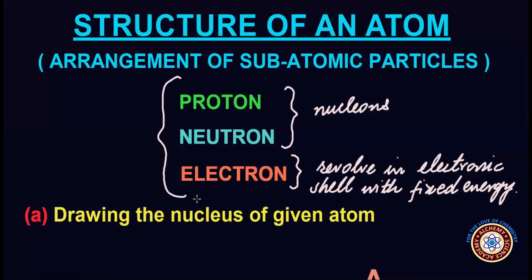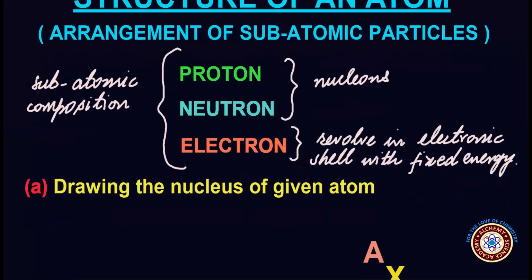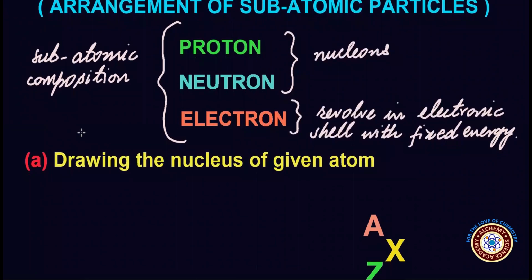The set of these three subatomic particles for an atom is called the subatomic composition of that atom. So in order to draw the atomic structure, one should know the subatomic composition of the given atom. Now the structure of an atom can be drawn in two steps. Firstly, drawing the nucleus of the given atom, and secondly, arranging the electrons in energy levels of that atom.